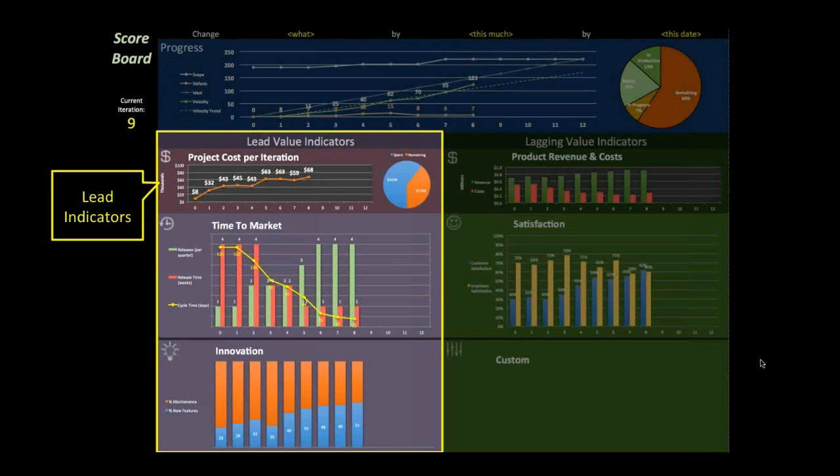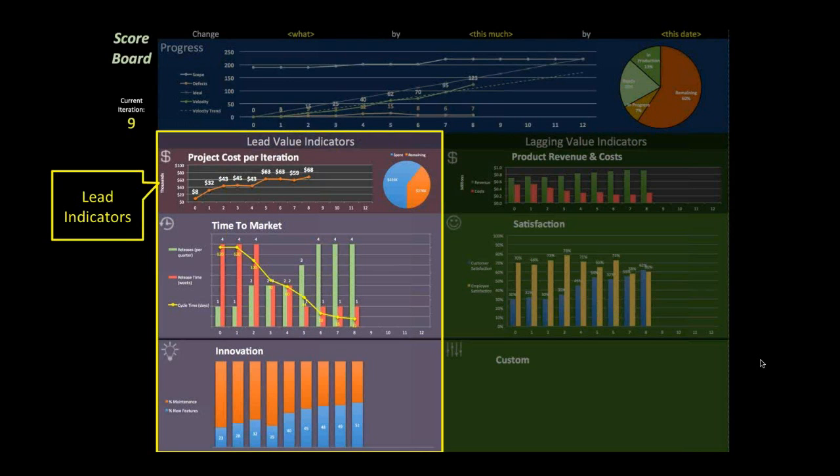So on the lead ones, I'll get to the cost one in a sec, but if you look at time to market and innovation, the time to market numbers, much like the evidence-based management categorizations, are around how many releases per quarter, how many weeks it takes on average to release, and then our cycle time. And we can measure this over time. So you can see this particular one, we started releasing 4 times per quarter, and release time went down to 1 week by the 8th iteration.